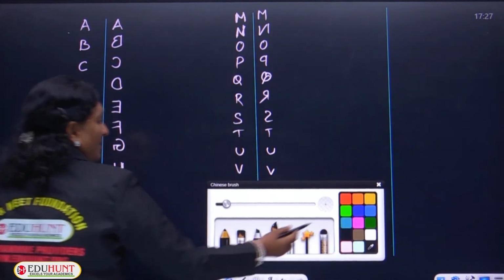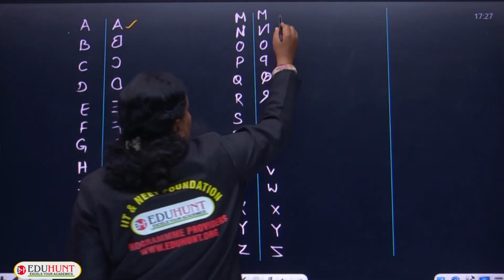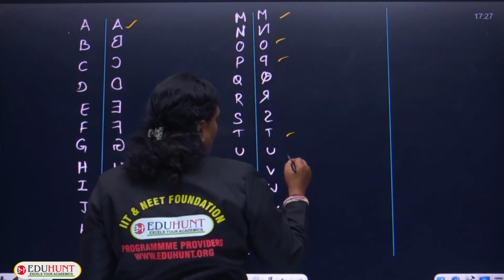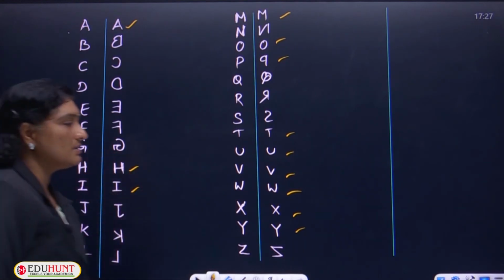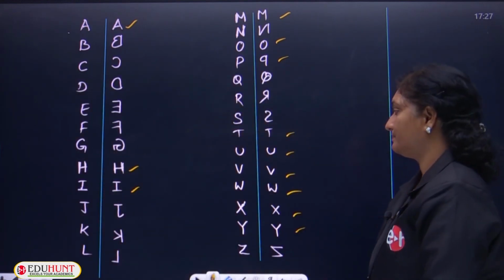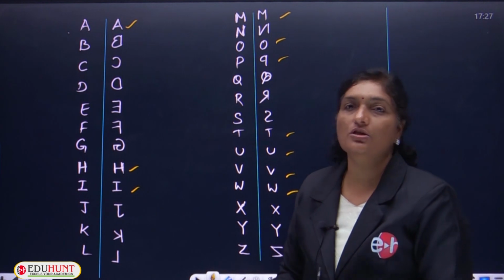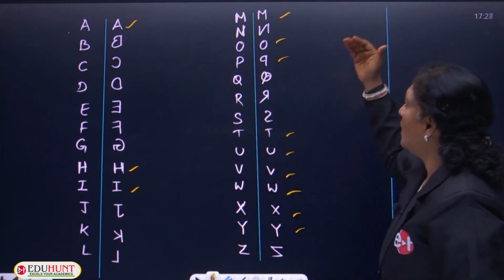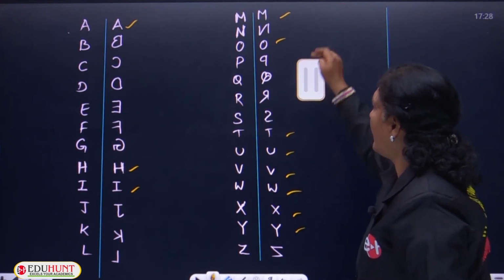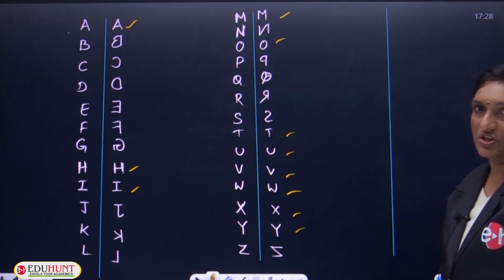Yes. So from our observation, we see that A, H, I, M, O, P, T, U, V, W, X, Y have the same appearance when seen in the mirror. But all the others, the positions are changing. So among the given alphabets, the letters which do not show lateral inversion are A, H, I, M, O, T, U, V, W, X, Y.